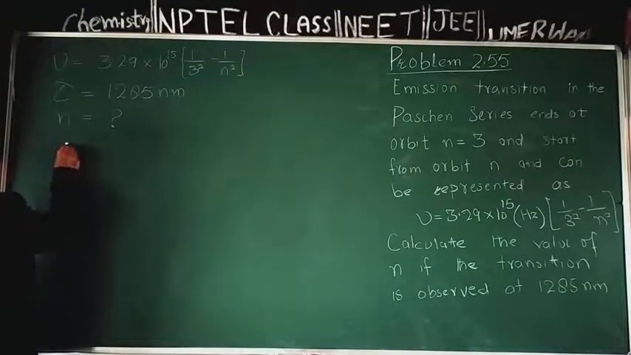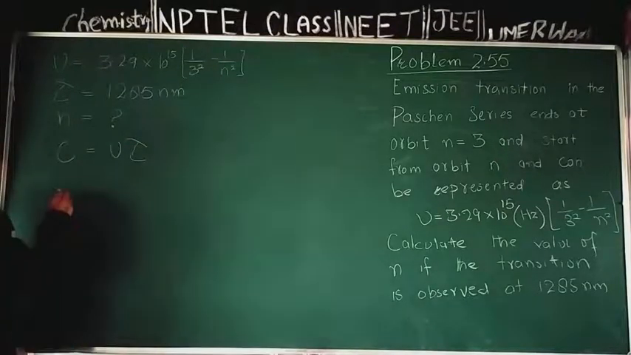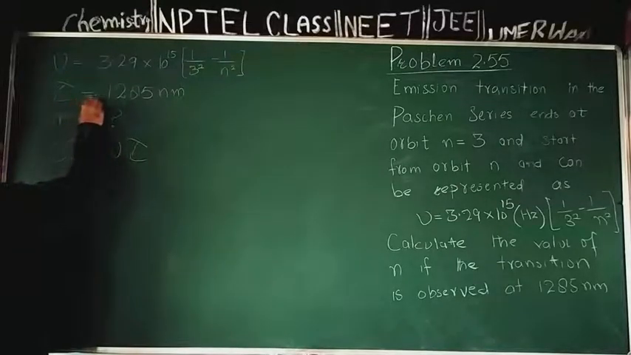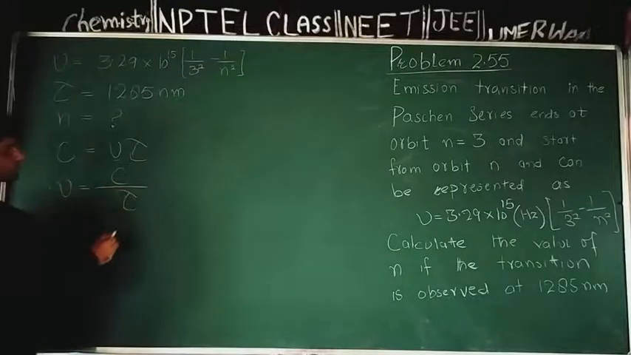Idea is that velocity of electromagnetic radiation is related with its frequency and wavelength. C is equal to nu lambda, and I will use this equation in order to express this wavelength of radiation in terms of frequency. So frequency I will get is equal to C divided by lambda.